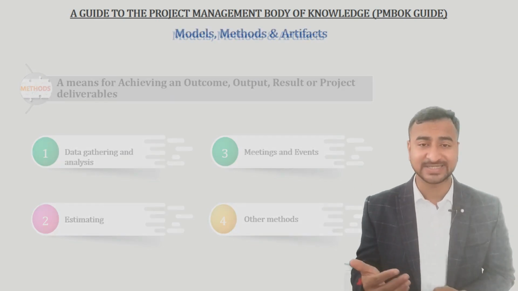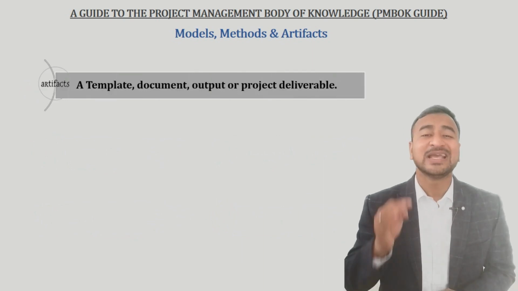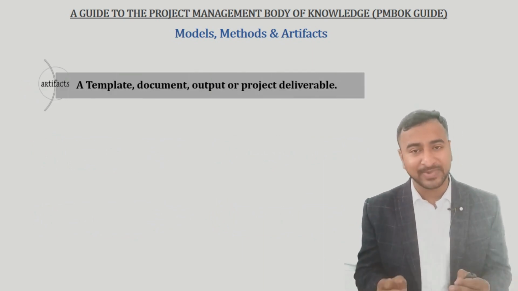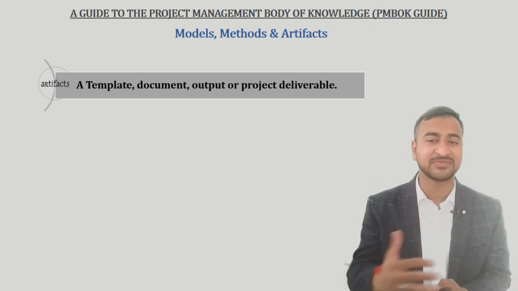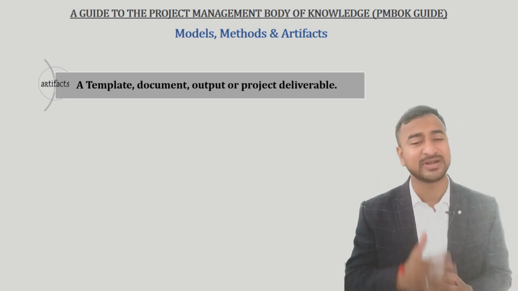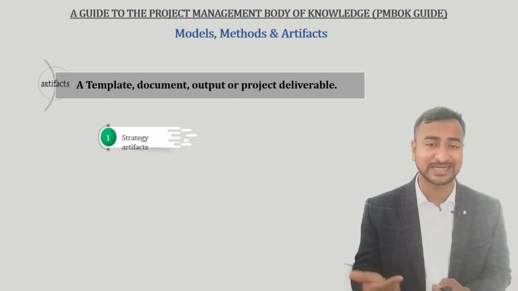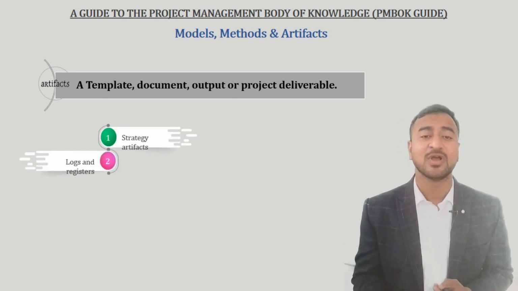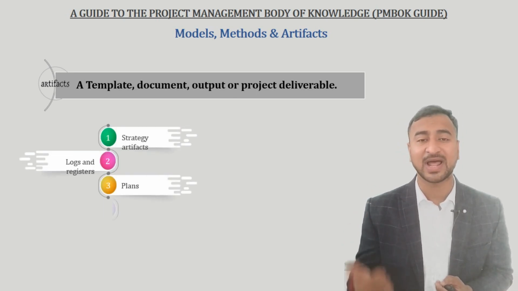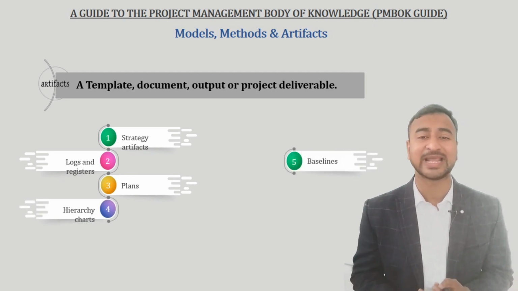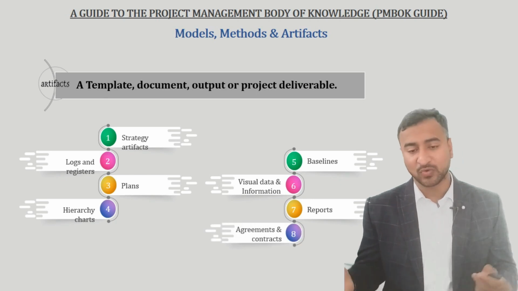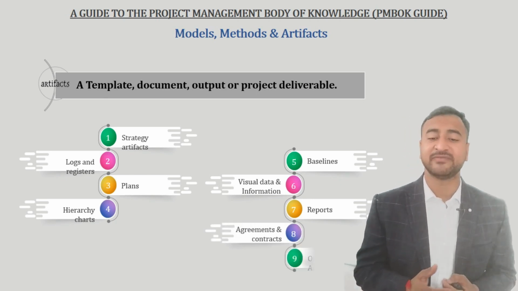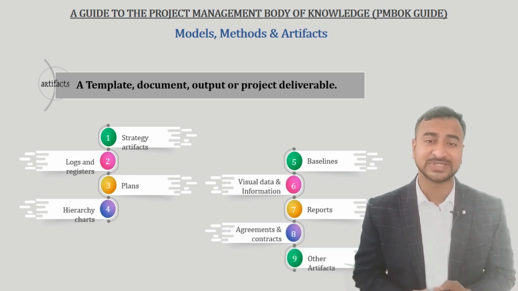And artifacts, what do you mean by artifacts? An artifact is a template, document, output, or a project deliverable. In upcoming sessions, we will discuss in detail different types of artifacts, like strategy artifacts, then your logs and registers, then plans, risk register, stakeholder engagement, story point, value maps, and many more. That is the number of artifacts that we produce and are going to discuss.